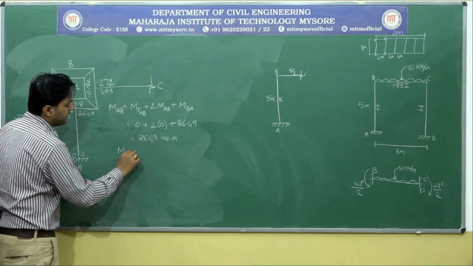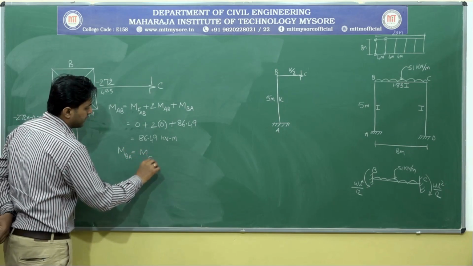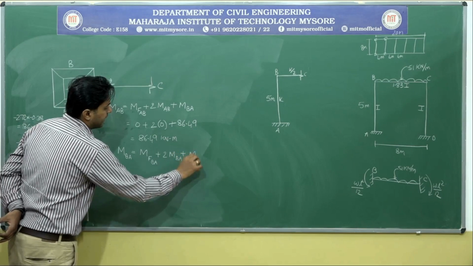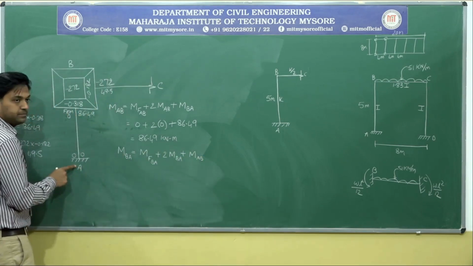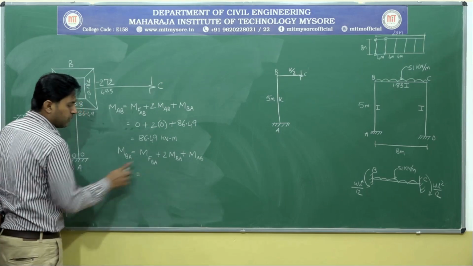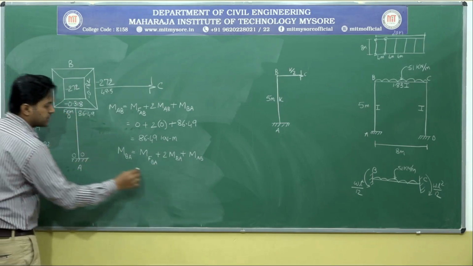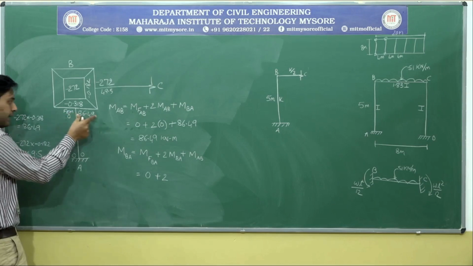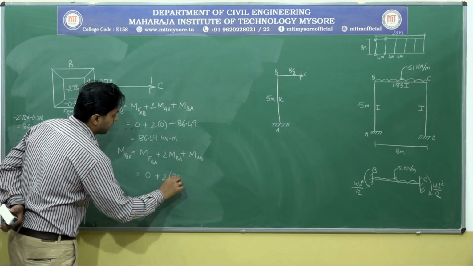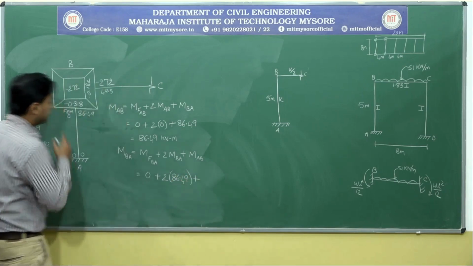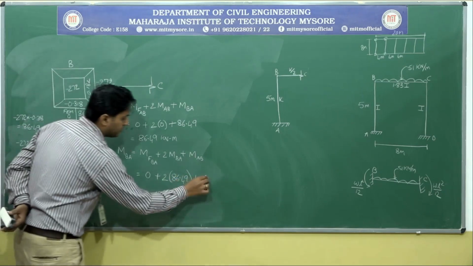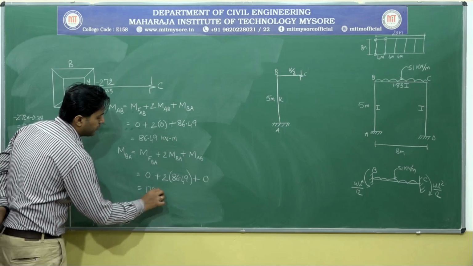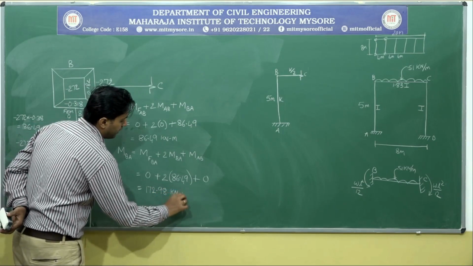Same concept. For MBA also, fixed end moments about that particular point plus 2 times the near end moment plus far end moment. Far end moment is 80. Okay. So now, what is the fixed end moments about BA? So it is 0 plus 2 times the moment about that particular point. So it is 86.49 plus far end moment. Far end moment is 0. So what is this particular value? So it's 172.98. 172.98 kilonewton meter.